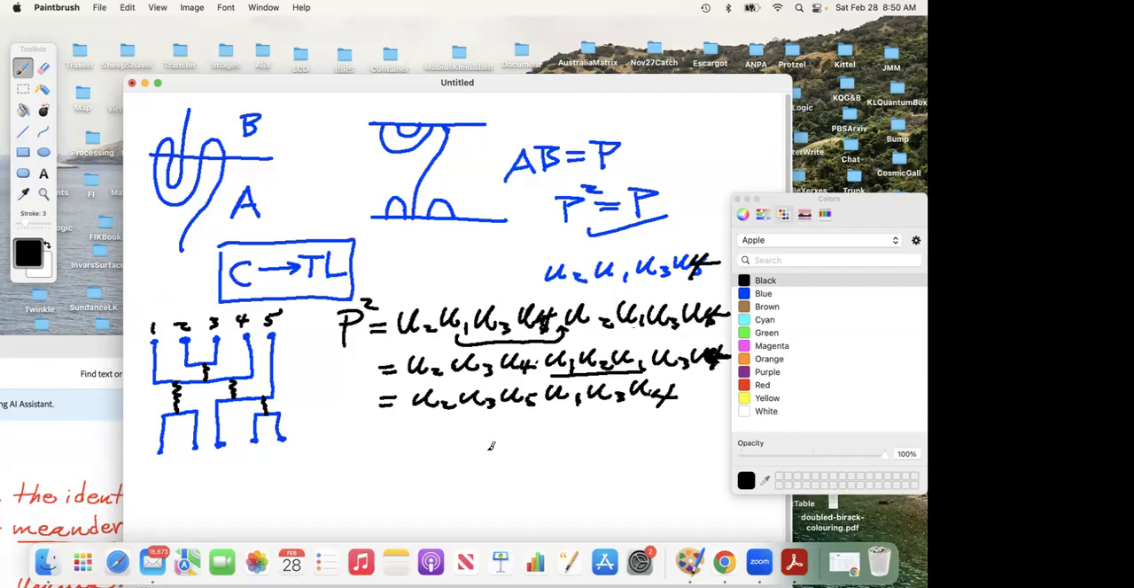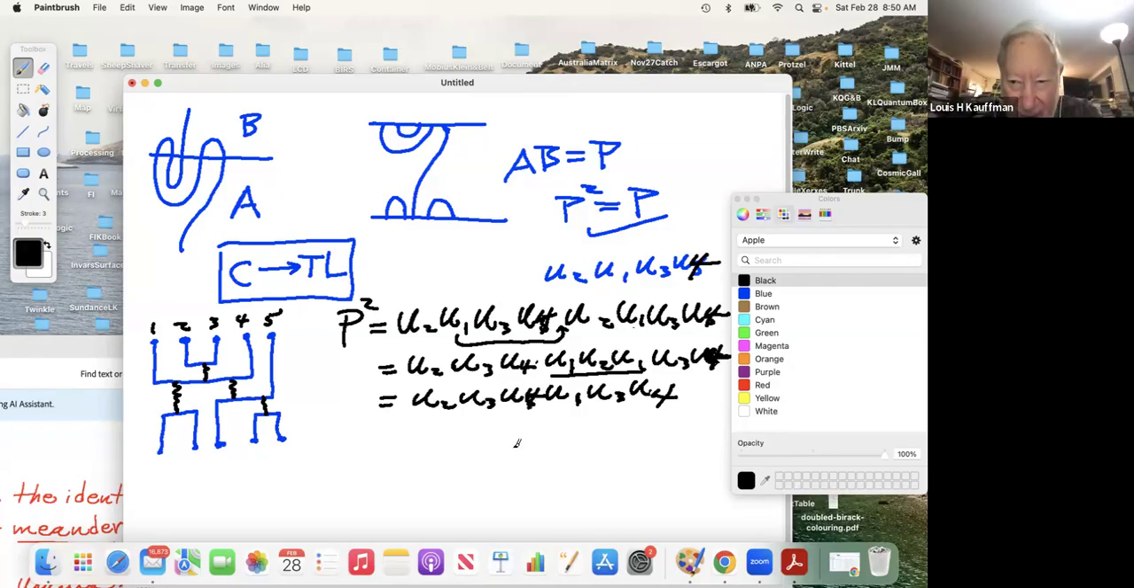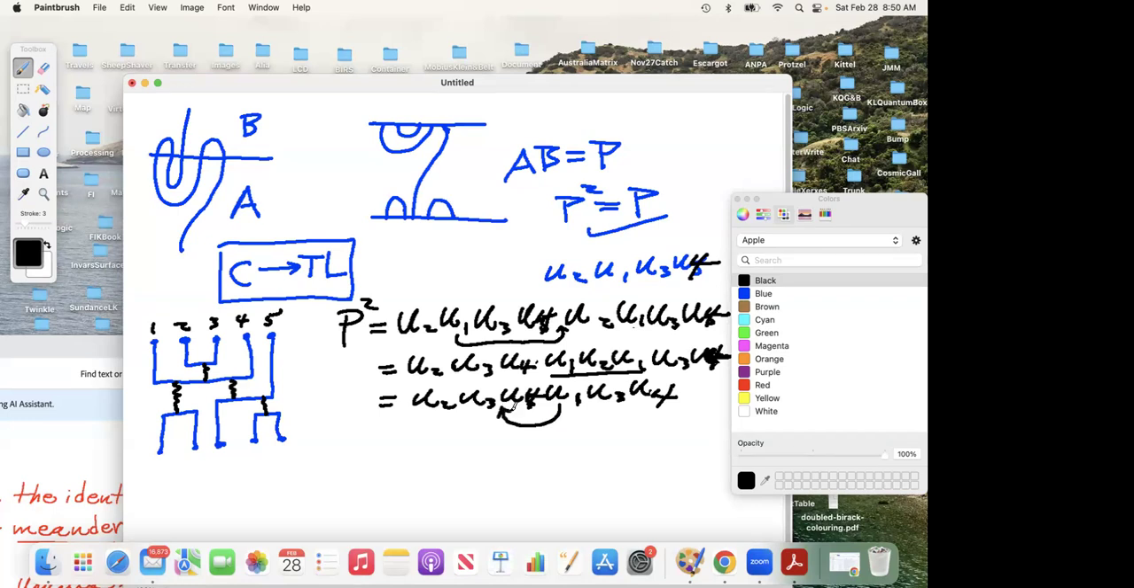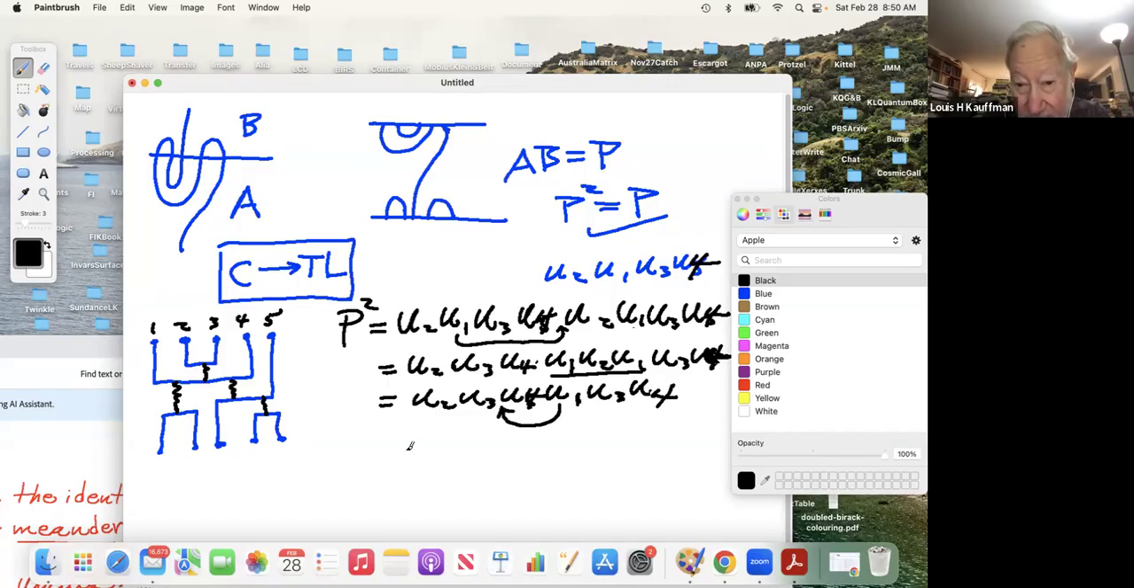I'm sorry, is it U5 in the last string? Oh, that was a 4. Thank you. Yeah, okay. Now we're good. The U4, we should be good. Yeah, of course. So the U1 commutes with the U4. And then you have U4, U3, U4, and that's U4. So this is equal to U2, U3, U1, and then U4, U3, U4 is U4.